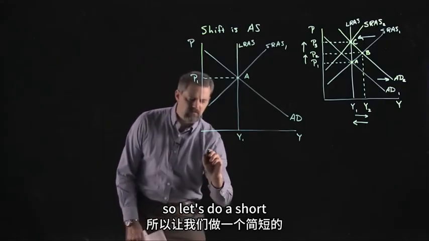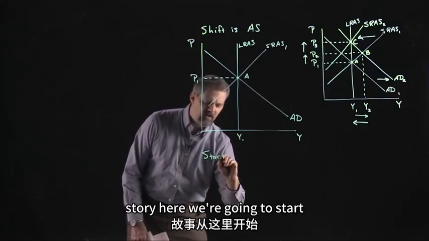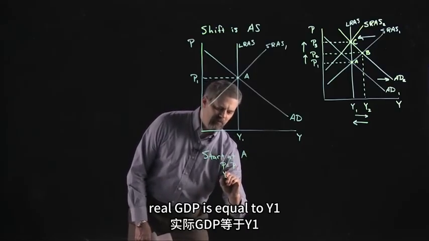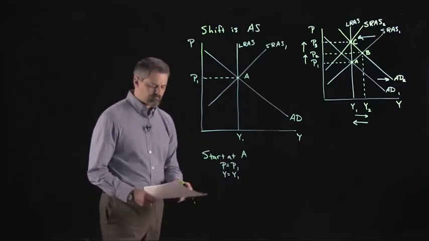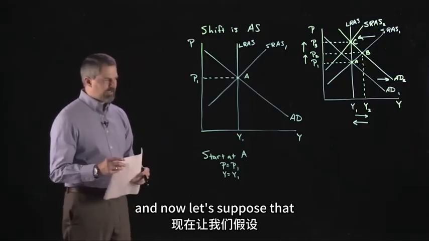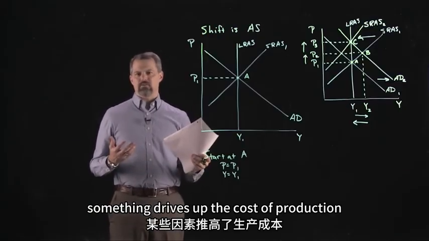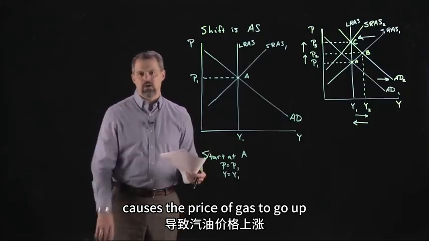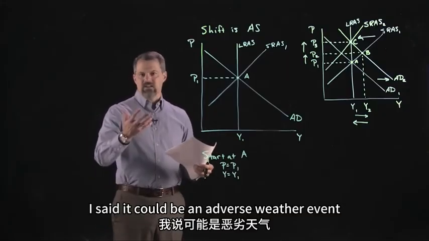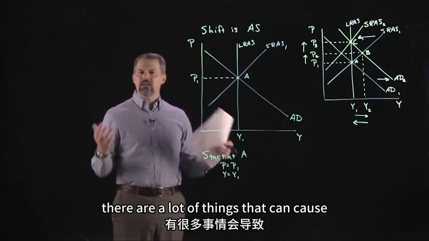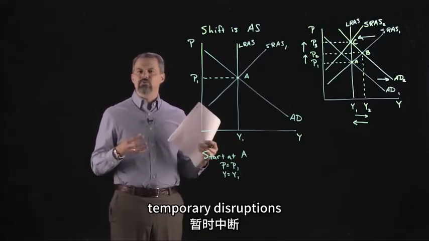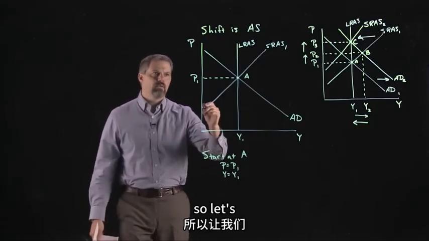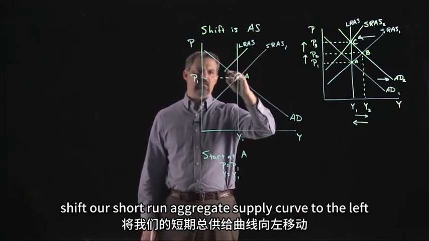So let's do a short story here. We're going to start at A, price level is equal to P1, real GDP is equal to Y1. And now let's suppose that something drives up the cost of production for producers. Maybe it's that the price of oil causes the price of gas to go up. As I said, it could be an adverse weather event. There are a lot of things that can cause temporary disruptions in producers' ability to produce. So let's shift our short-run aggregate supply curve to the left.